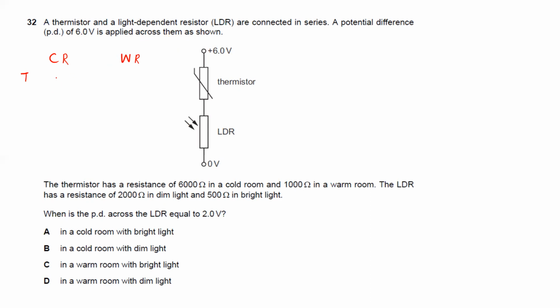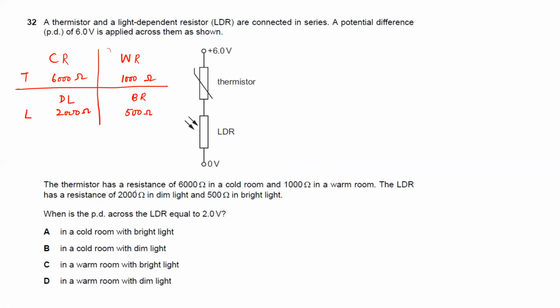So this is the thermistor. The thermistor has 6000 in a cold room and 1000 in a warm room. Then we have a light dependent resistor. It has 2000 ohm in dim light, and in bright light we have 500 ohms. So these are the values of resistance for the thermistor and the LDR we have: dim light, bright light, cold room, warm room.